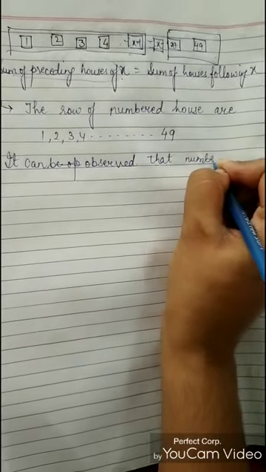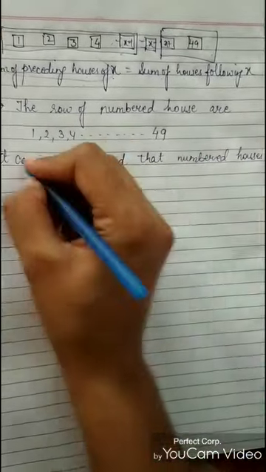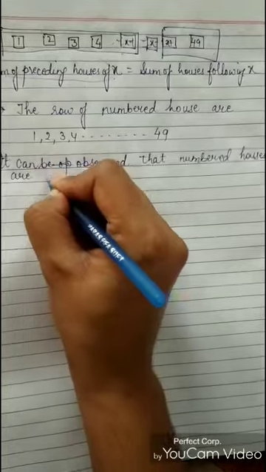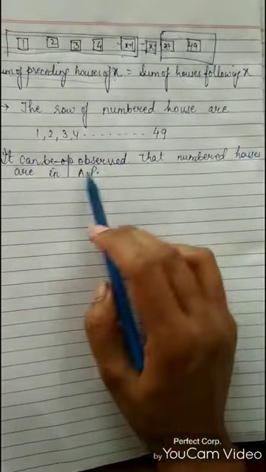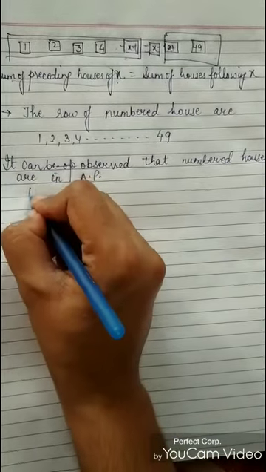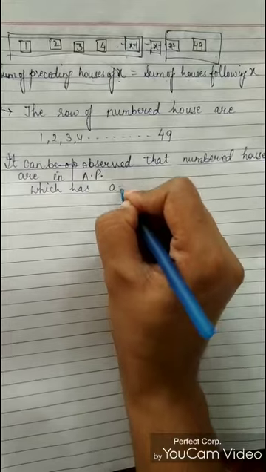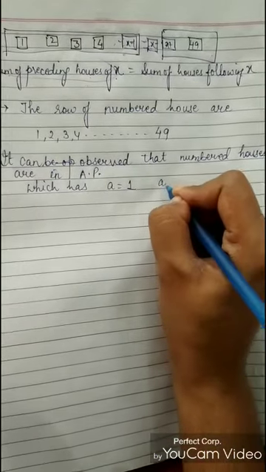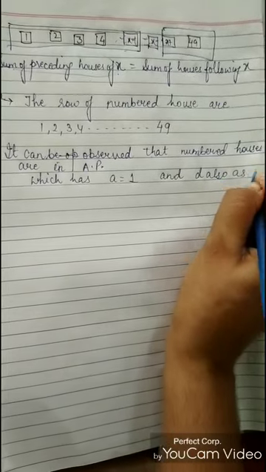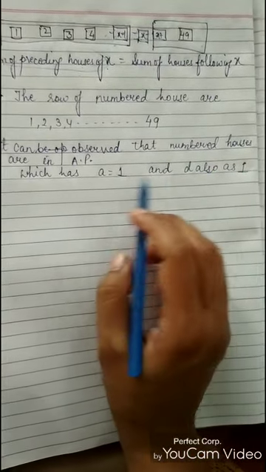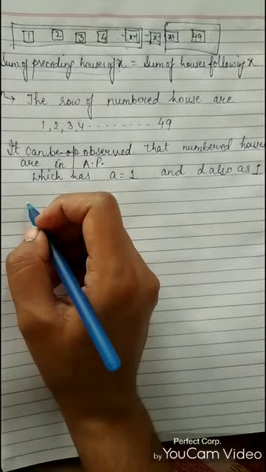numbered houses are in AP, right? In which A is equal to 1 and D is also 1, right? A is 1 and D is also 1. What do we have to find? We have to find the value of x.